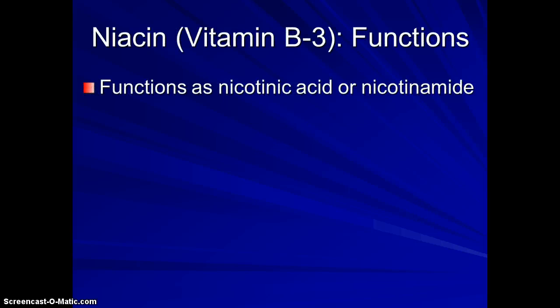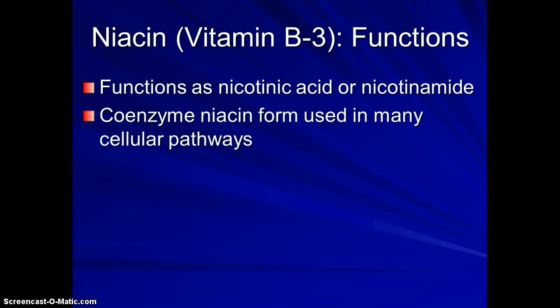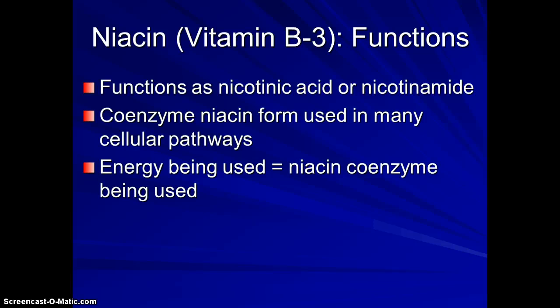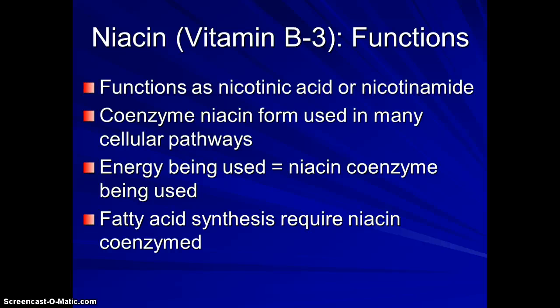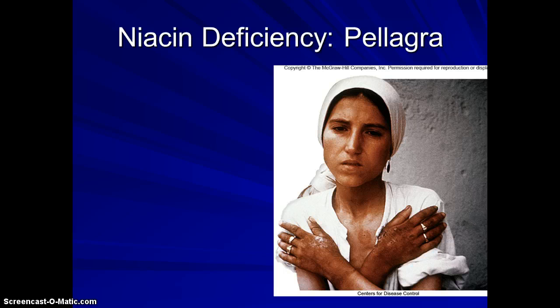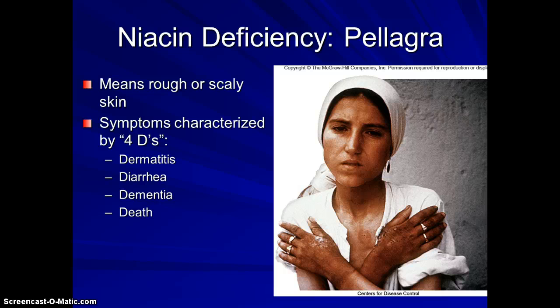Moving on to B3. Nicotinic acid, or nicotinamide, is how niacin functions. Again, it's a coenzyme like many of those B vitamins, and the energy being used equals how much niacin coenzyme being used. So when we break energy down, we use B vitamins. And the deficiency is pellagra, which is rough or scaly skin, dermatitis, diarrhea, dementia, and death. Not common in the United States. Only time it tends to be common is in alcoholics.